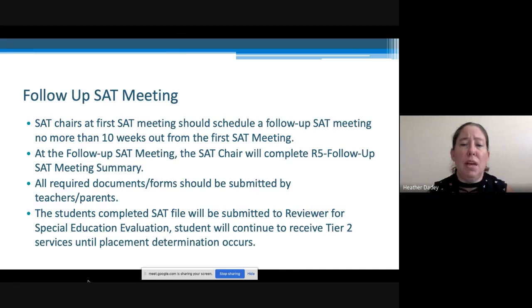At the follow-up SAT meeting, the SAT chair will complete the R5 follow-up SAT meeting summary. All required documents and forms should be submitted by teachers and parents. The student's completed SAT file will be submitted to the reviewer for special education evaluation, and the student will continue to receive Tier 2 services until placement determination occurs. So even though we turned in the file for the reviewer, we do not stop Tier 2 for a student. They will receive Tier 2 services until they're either placed into special education or they're exited from SAT.